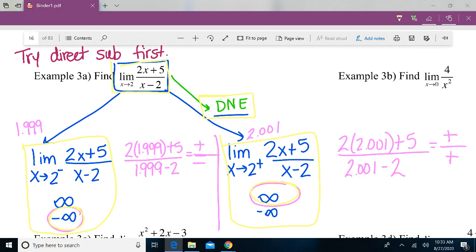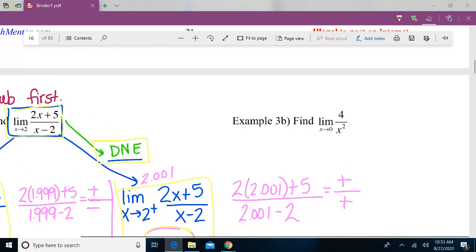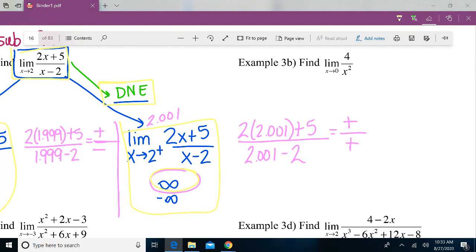So then let's look at example 3b. I'm going to have to erase because I took up a lot of space there. Okay, so this time, I'm going to draw a line there.